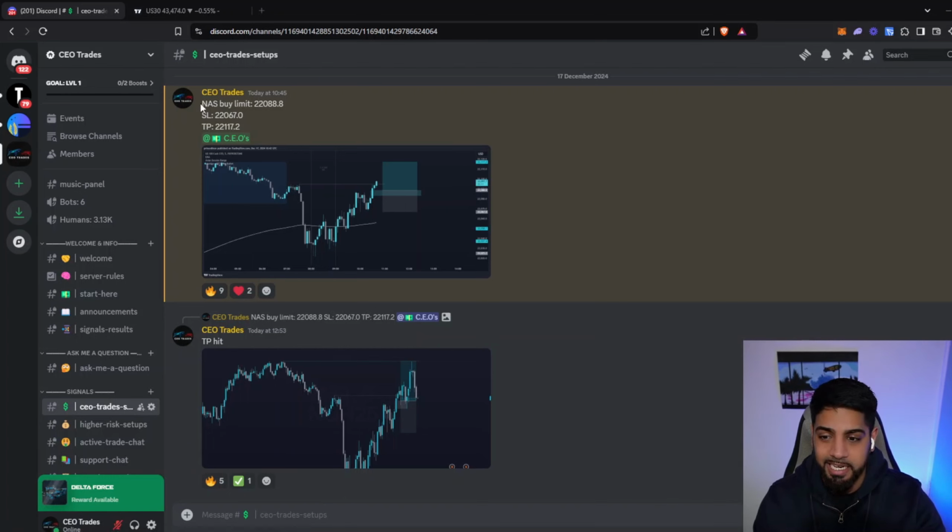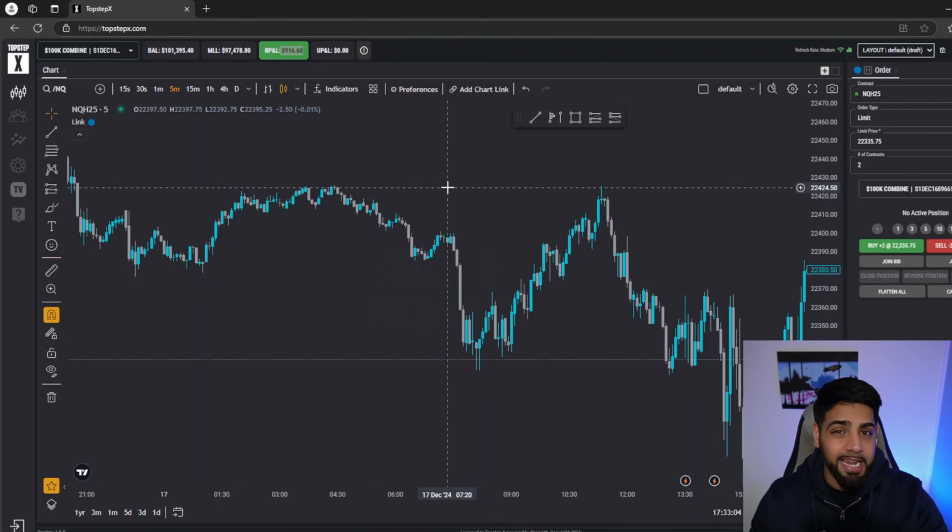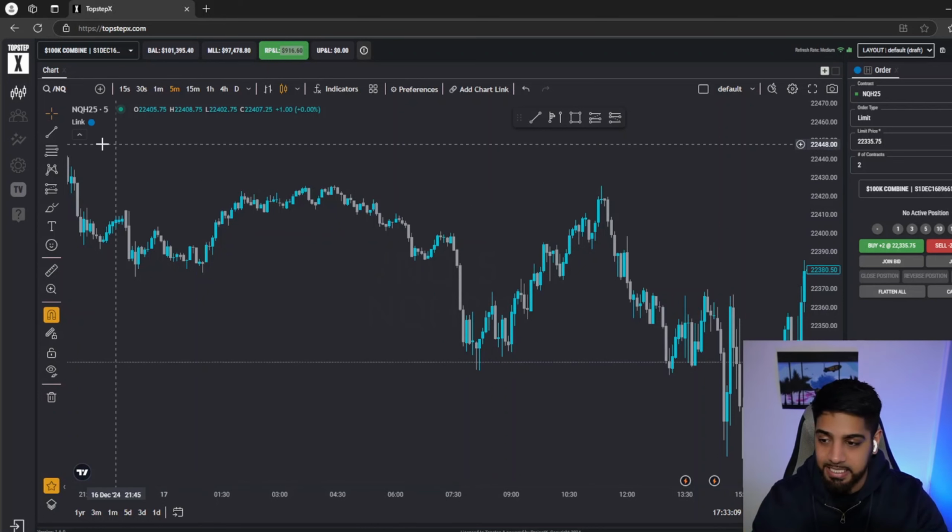But the first trade we're going to take a look at is this Nasdaq buy limit that we took today itself at 10:45 this morning. So let me break this down for you inside of my Top Step account. As you can see today, I made $916 and I'm currently up $1,395 on this brand new combine. Now I've passed 4 100K combines in the past month using this exact same strategy.